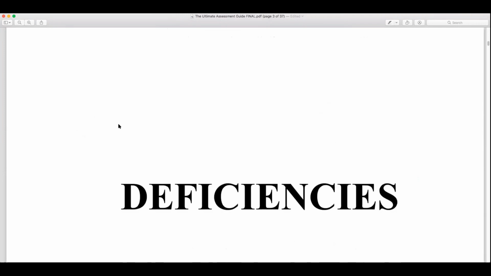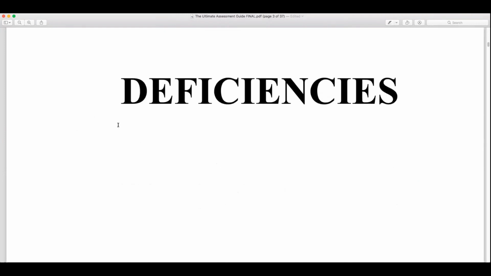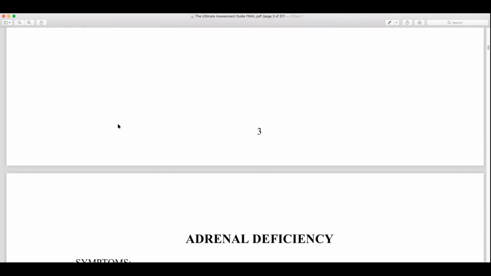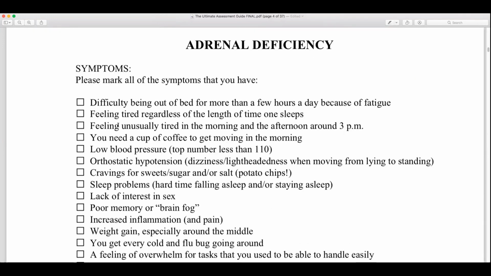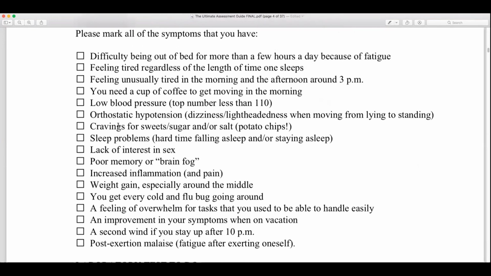So let's dive in here. So deficiencies, adrenal deficiencies. Mark off all the symptoms that you have. Difficulty being out of bed for more than a few hours a day, feeling tired regardless of the length of time you sleep, feeling unusually tired in the mornings and in the afternoons around 3 p.m.